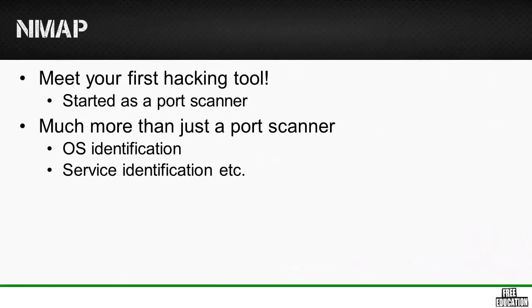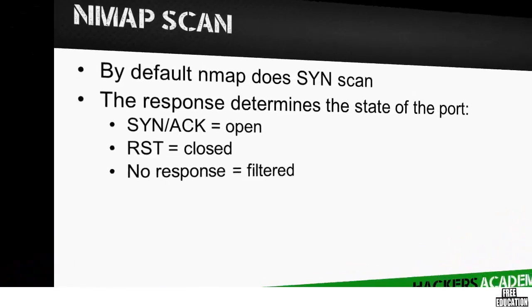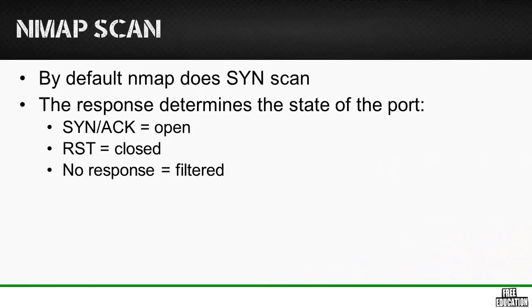Meet Nmap, or Network Mapper, your first hacking tool. Nmap started as a port scanner, and then it developed into much more than just that. Now it does things like operating system identification, service identification, and a whole bunch of other things that we cover in more advanced courses. By default, when we're doing an Nmap scan, Nmap does a SYN scan. We'll talk about what that is in a second.